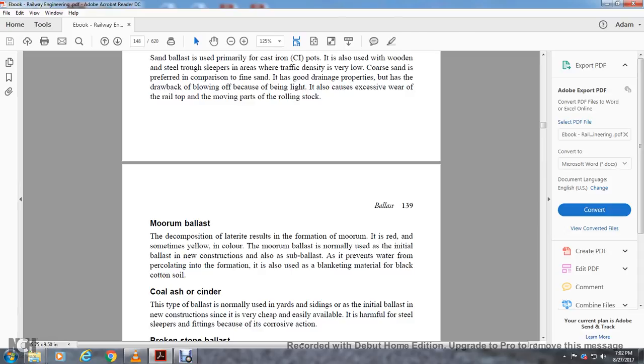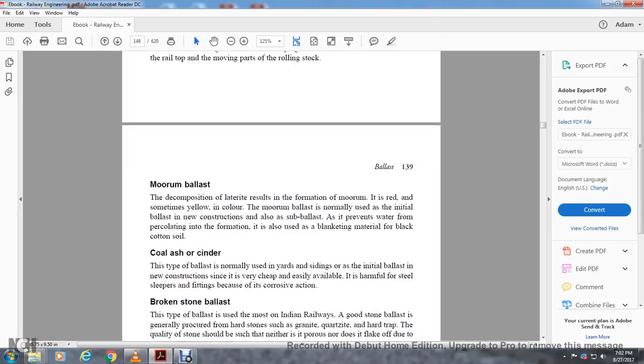Coal ash or cinders. This type of ballast is normally used for yards and sidings and as initial ballast in new construction. It is very cheap and easily available. However, it is harmful for steel, since steel sleepers and fittings suffer corrosive action.